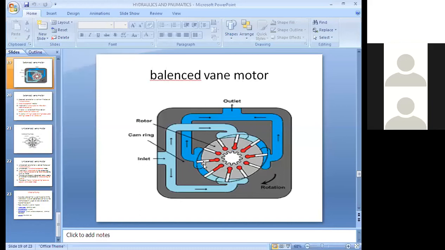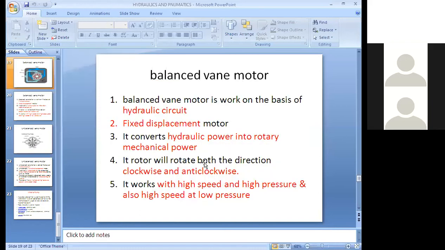Here the vanes come again and push inside, and the fluid enters the outlet chamber. The same happens here also: the vanes are adjustable, so there is no chance for the fluid to cross from here to here in the sections. When the rotor starts rotating and the vanes come here, they push, and the fluid goes out in the outlet direction. So this is the third point, rotary mechanical power.